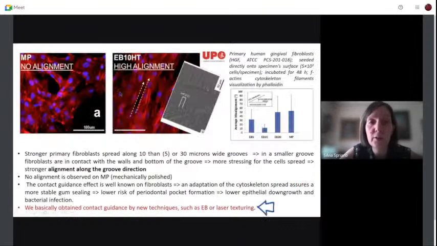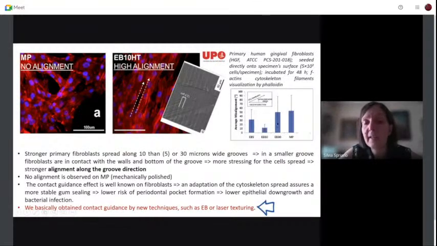The biological response of primary human fibroblasts to this surface is that if you have just a mechanical polished surface, you can see a pretty random distribution of fibroblasts. But on the E-beam structured surface, you can see a very nice alignment of fibroblasts through the contact guidance effect along the microgrooves. You can see here the degree of alignment of the fibroblasts along the direction of the grooves. When you have grooves 10 microns wide, the alignment is very nice and the statistical dispersion is very low.